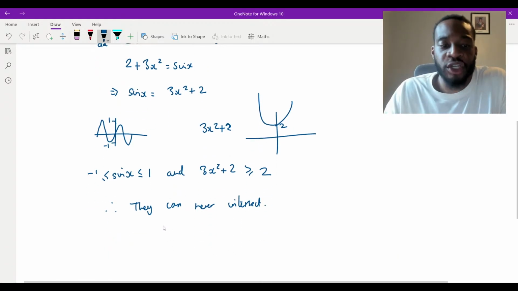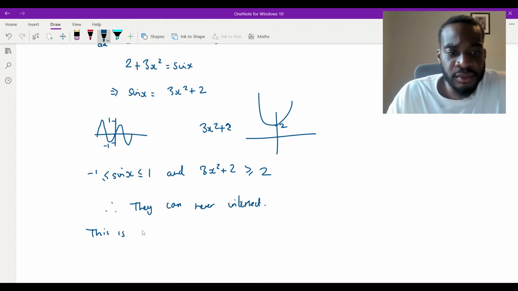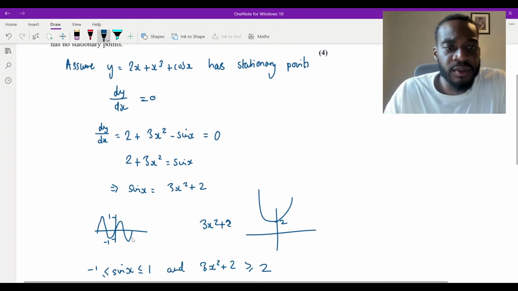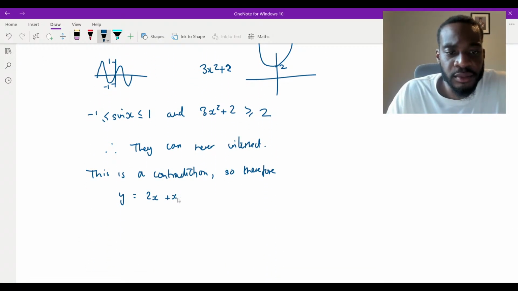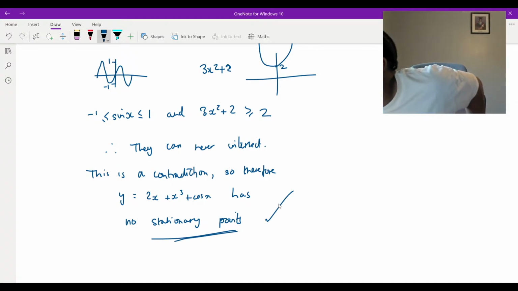This is a contradiction. And so, therefore, y equals, what was the original equation again? 2x plus x cubed plus cos x has no stationary points. Something like that. Does that make sense?